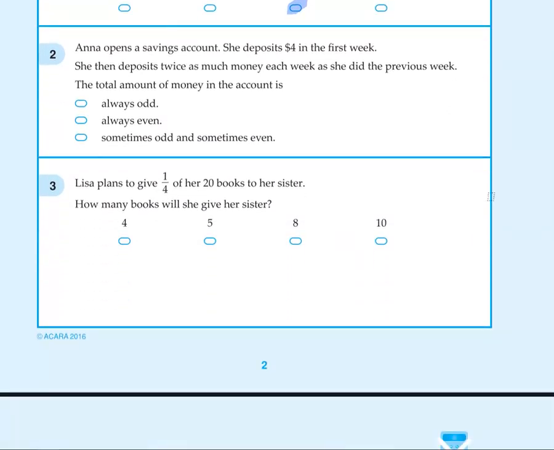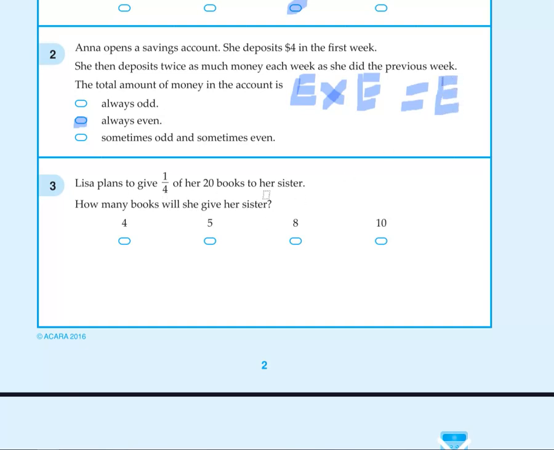Number 2, Anna puts $4 in the first week. She puts twice as much each week as she did the previous week. The amount of money in the account is always even, just based on 2 times 2 is 4, times 2 is 8, times 2 the number will end in 6, times 2 again the number will end in 2, and so forth. It's a common pattern that when you have an even number multiplied by an even number, you will always get an even numbered result.